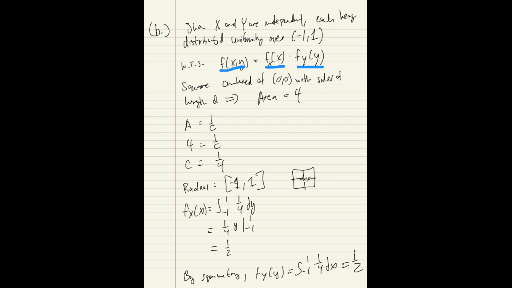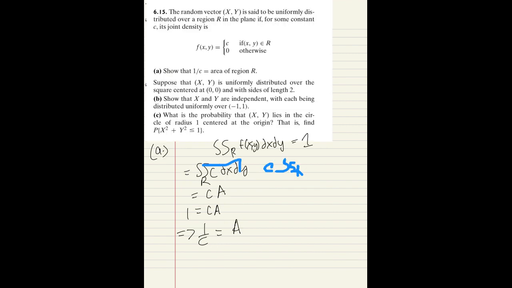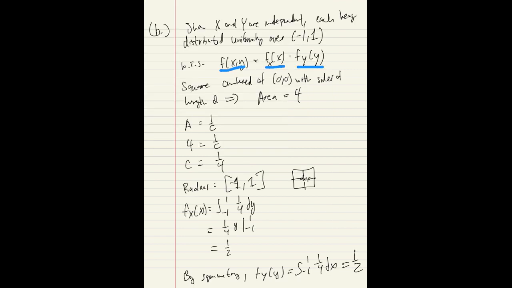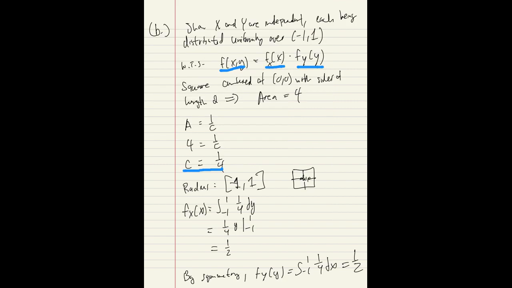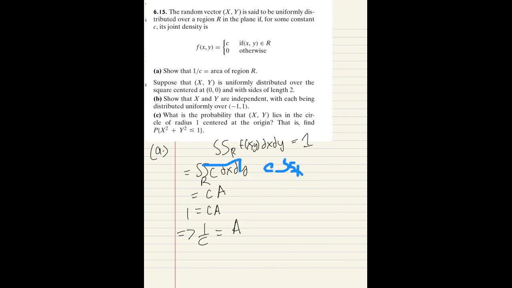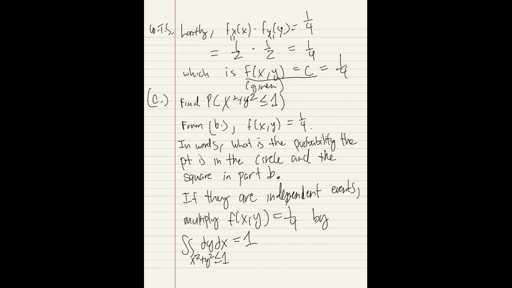So we have a square centered at 0, 0 with sides of length 2. That's given. So we have area is equal to 4. So from part A, we have A is equal to 1 over C. So C is equal to 1 over 4. And so we basically have fxy is equal to 1/4 because we're given that fxy is equal to C. So we solved that part to get 1/4.